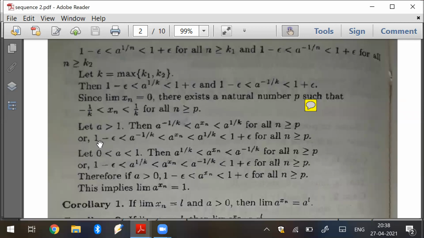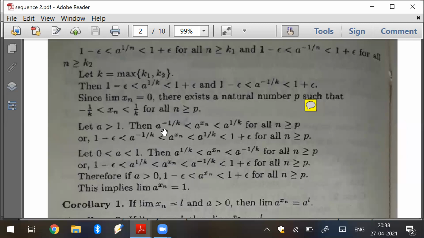So, a greater than 1, if I take. As I discussed, this should come. Why should this come? Because of this relation. A is fixed. Then you are taking this as the exponents of a. You are taking a to the power minus 1 by k, a to the power x, then a to the power 1 by k. As your a is greater than 1, this relation will be maintained for the exponents also.